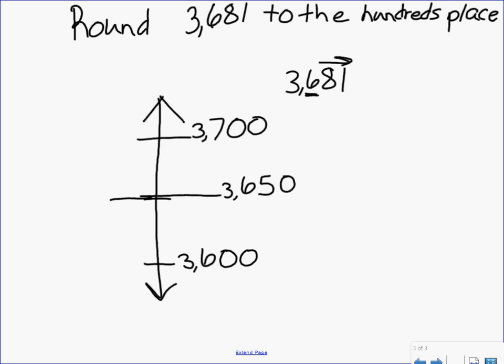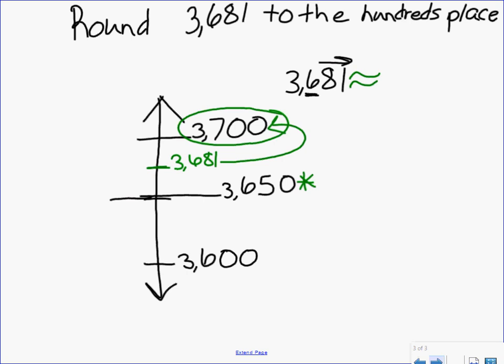Now I'm going to look back at my original number, 3,681. I'm going to compare it to my middle point, and it's bigger than it, so I'm going to write it up here above the middle point. And because it's bigger than my middle point, it's going to round up to 3,700. And that is how you round using a vertical number line.